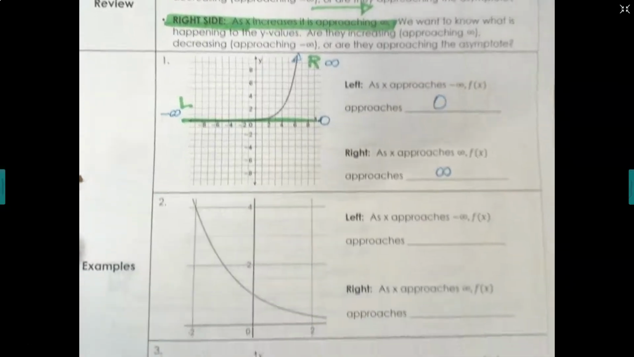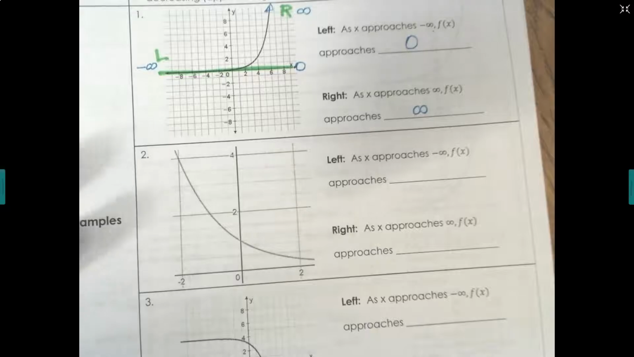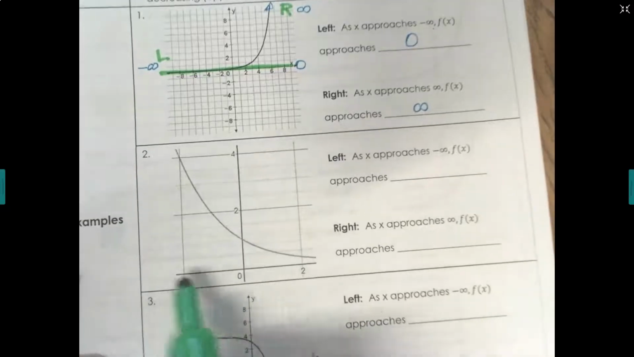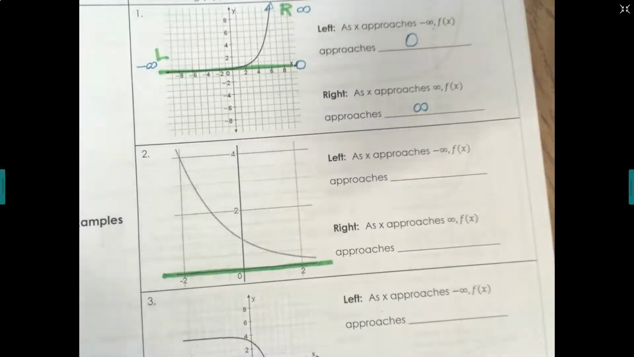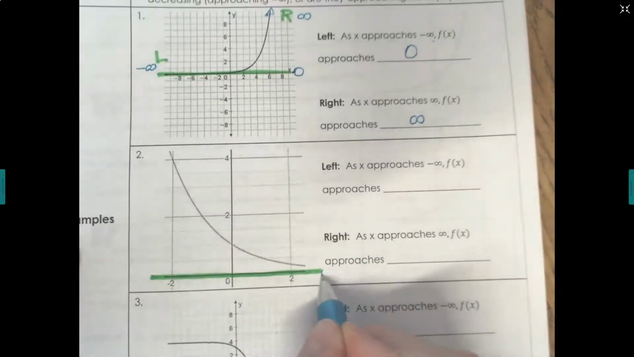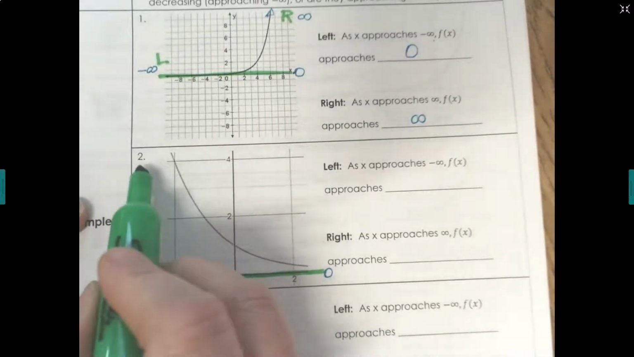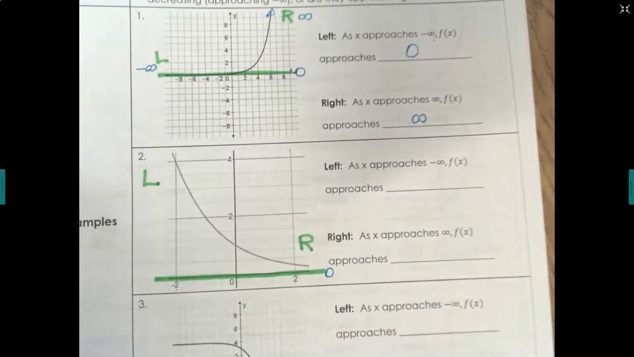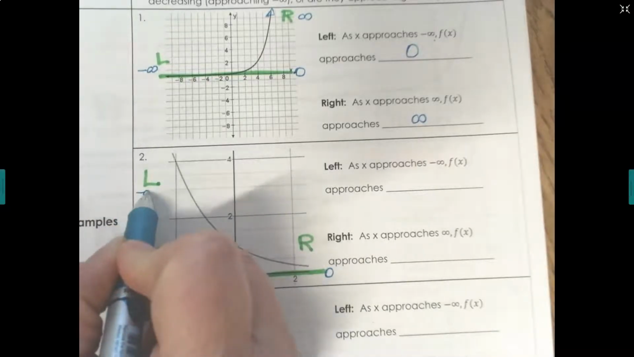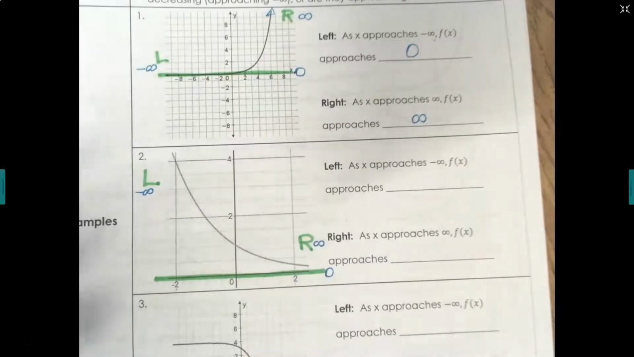Let's try it again. So let's see here. It looks like it's cut off a little bit, but this is our asymptote. So the x-axis is our asymptote, and the y value there is 0. So this is the left-hand side of our graph. This is the right-hand side of our graph. On the left-hand side of the graph is where the x's are at negative infinity. The right-hand side of the graph is where x's are at positive infinity. Now I'm talking about x values there, not y values.